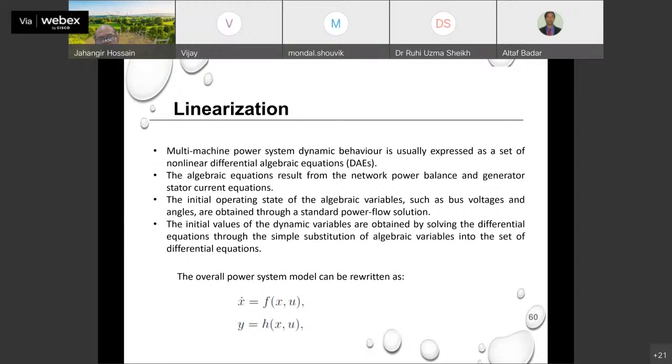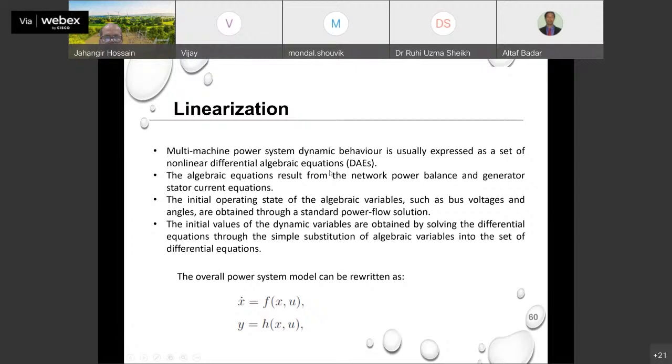Under small signal stability, one of the techniques we widely use is called eigenvalue analysis. I'm not sure you have heard of eigenvalue analysis, but if you would like to do eigenvalue analysis, or if you want to design any linear control, the first thing you have to do is make the system linearized. Because, as I said, when you have a multi-machine power system, and that is true.